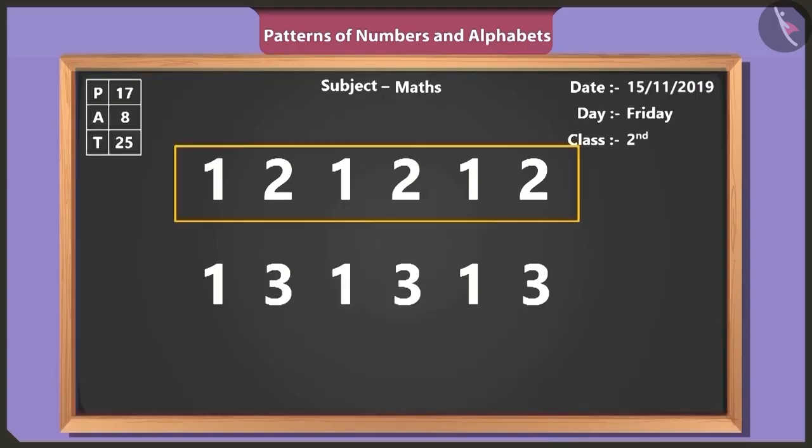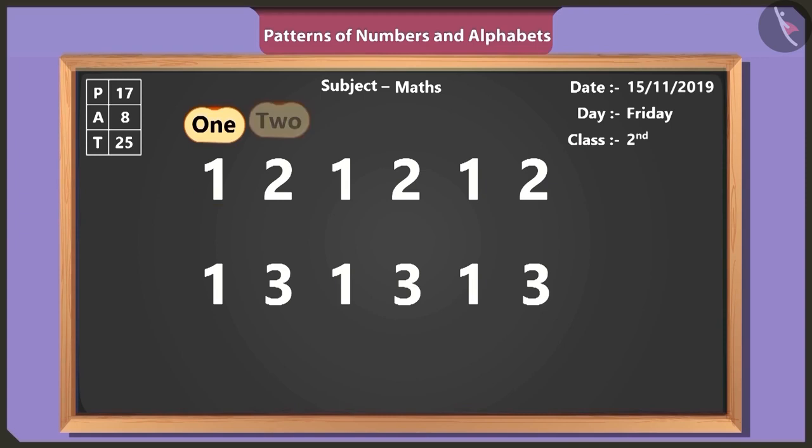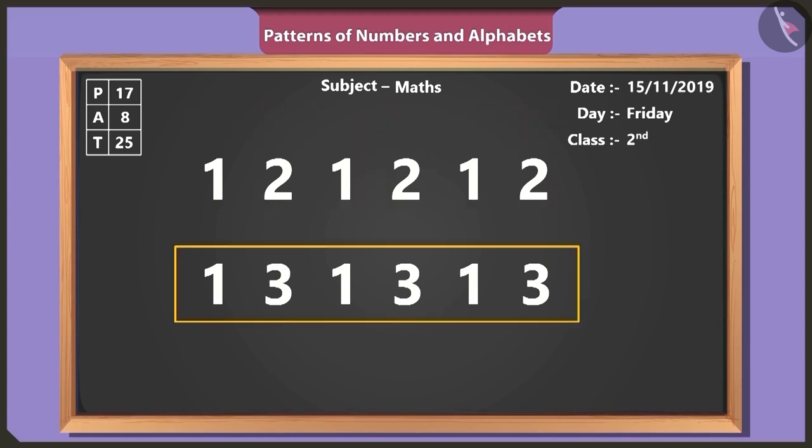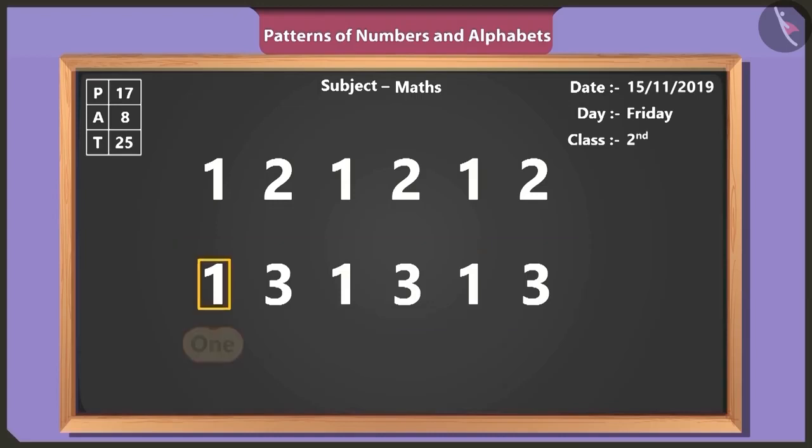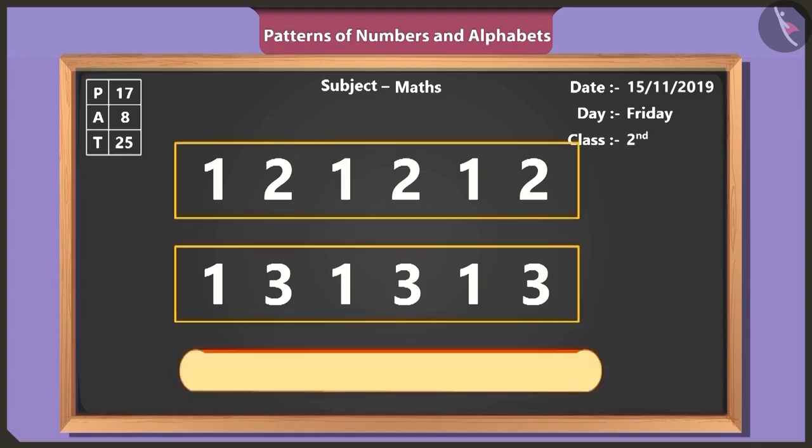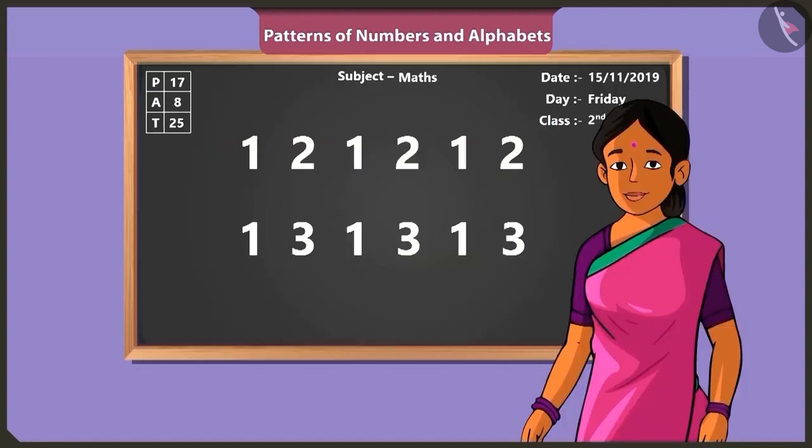Here in the first line, the numbers 1 and 2 are repeated again and again. And in the second line, numbers 1 and 3 are repeated. Oh yes, this has become a pattern of numbers.